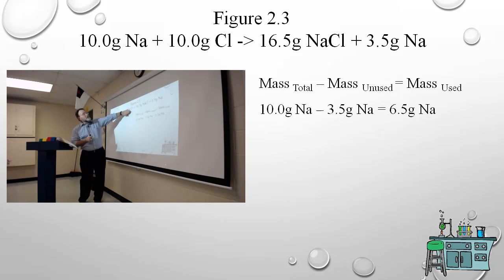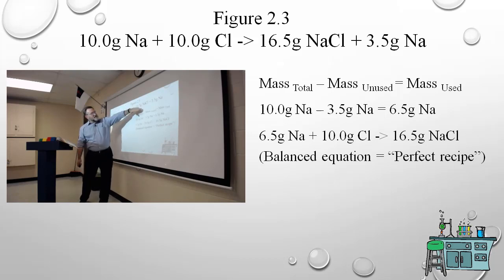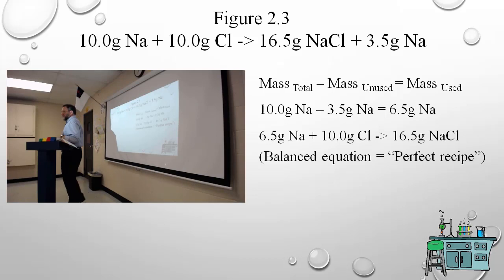Since I used up all the chlorine, I now know the perfect recipe for sodium chloride. If I take 6.5 grams of sodium and 10 grams of chlorine, it'll make 16.5 grams of sodium chloride and nothing left over. It's my perfect recipe. Okay? It works from the law of mass conservation. 10 grams and 10 grams is 20 grams. But when I reduce this by 6.5, by getting rid of the extra, 6.5 grams and 10 grams is 16.5 grams.